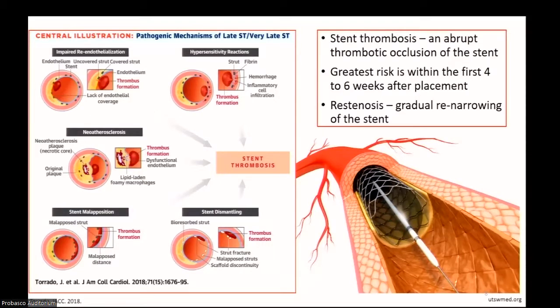There are some other mechanisms as well, such as hypersensitivity reactions, which are a localized reaction to the stent itself. You can also see neoatherosclerosis, which is just new plaque generation, so that would be considered a stent failure. And then either malpositioning of the stent or stent dismantling, which has to do with the struts of the stent itself, either fracturing or there being a gap so that it is not able to adhere to the vascular wall.